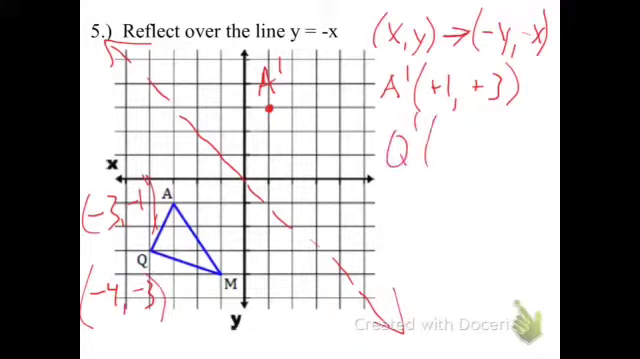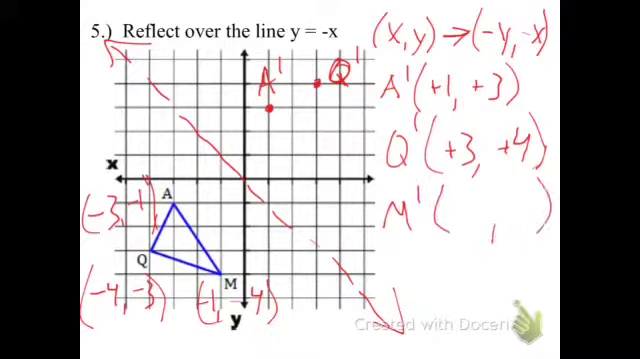So if I want to get Q prime, I need to switch the order and I need to switch the signs. There's going to be my new Q location. There's Q prime. And then M is currently at -1, -4. So if I want to get M prime, I need to switch the order and I need to switch the signs. I'm going to get 4, 1. And there's my new location for M. I have all three connected up. And that's my new shape right there.